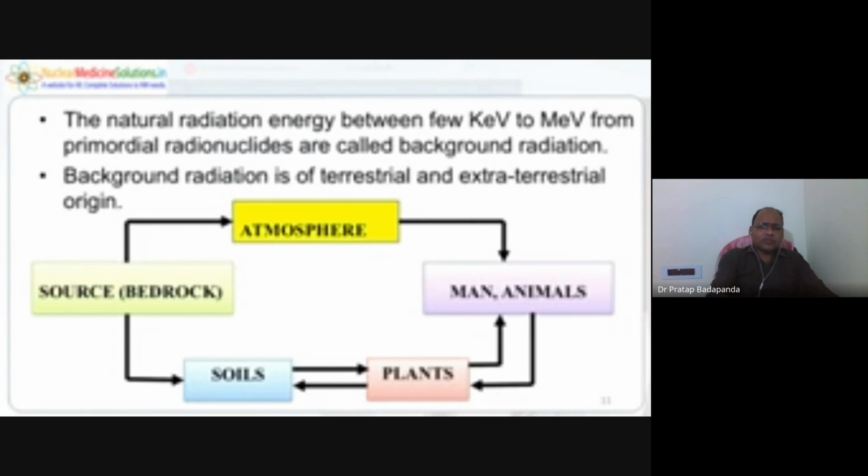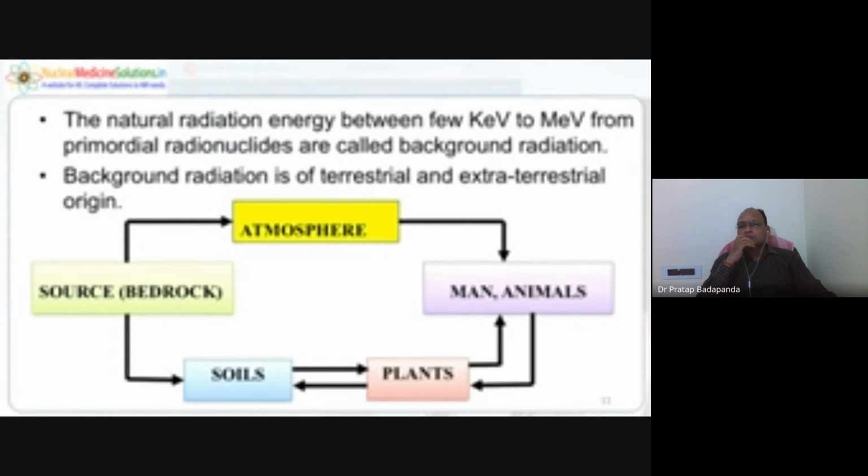The natural radiation energy between few kilo electron volt to mega electron volt from primordial radionuclide are called background radiations. As we defined in the previous slide, what is primordial background radiation? The radiation which is coming in the range of kilo electron volt to mega electron volt, and these are background radiations, and they may be of terrestrial or extraterrestrial origin. So this particular picture tells about the source.